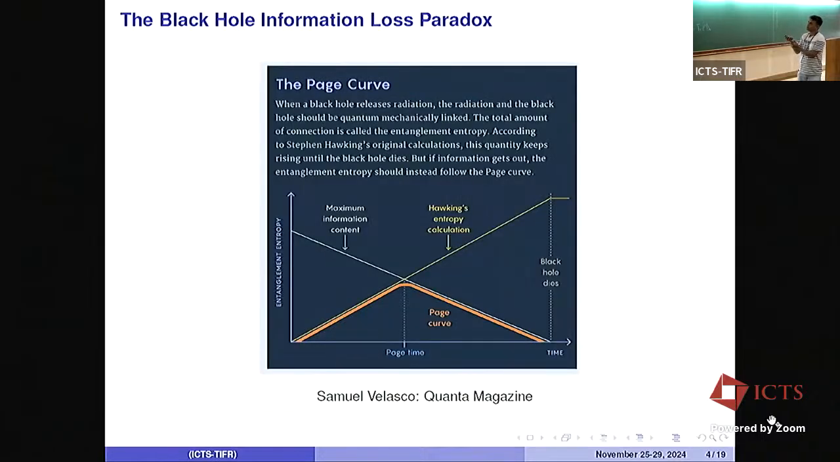This is something taken from Quanta magazine, which states what the paradox is. Here, what I plot is the entanglement entropy as a function of time as a black hole evaporates. Initially, it's just a black hole and there's nothing outside, so there's no entanglement between what's inside the black hole and outside. So the entanglement entropy is 0. Then as it evaporates, what Page said is that it should go up and at some point of time, it should start decreasing. While Hawking's calculation seems to suggest that it keeps increasing.